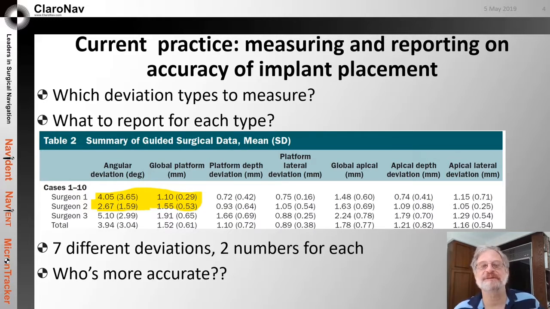When we try to compare the accuracy obtained by 2 navigation-assisted surgeons shown here, we can become easily confused. For example, if you look at the 4 numbers highlighted in yellow, we see that surgeon 2 had the lower mean angular deviation and surgeon 1 had the lower mean global platform deviation.